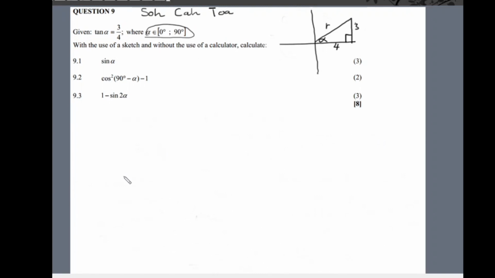Okay, 9.3, batini. But calculate 1 minus sine 2a. Remember, sine 2a is one of the trigonometric identities, right?